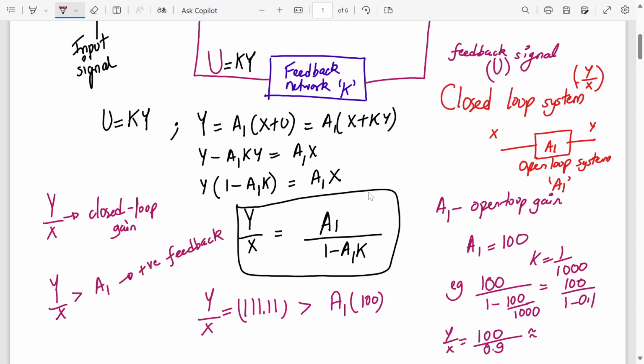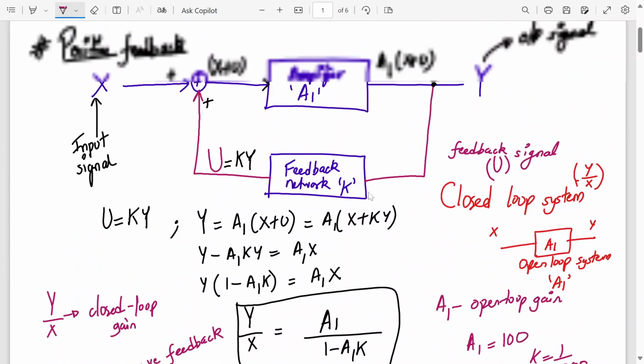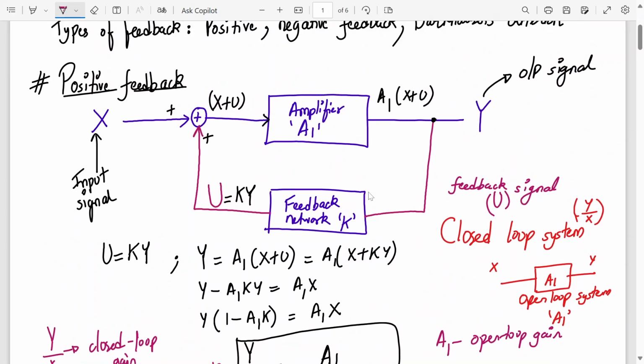समझ में आई है बात? So first clue of a positive feedback is what? First clue is the feedback signal x, u and x are additive. Add हो रहे हैं. So both the signs are positive. So x plus u, this is getting added, of course. This also gets added. So x plus u it becomes.